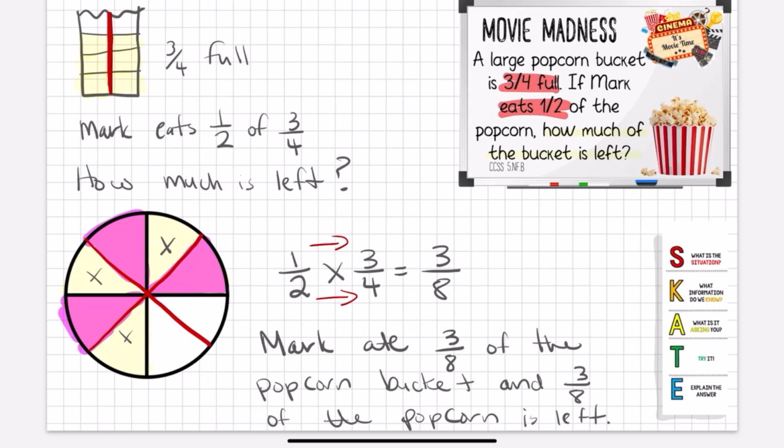Here's another way to think about it. I'm going to cut my original drawing in half. And then it's now in eighths. I started with 6/8. He ate 3/8 and there are 3/8 left. And those two at the top that are unshaded were never there to begin with. So there are 3/8 left.